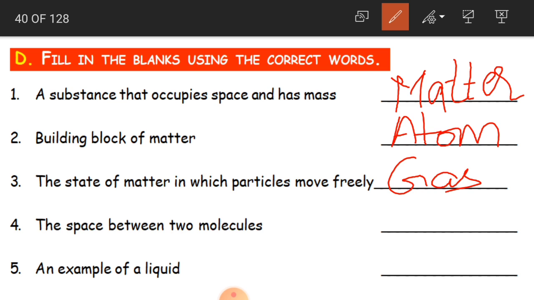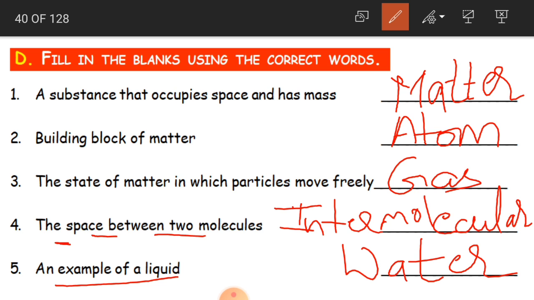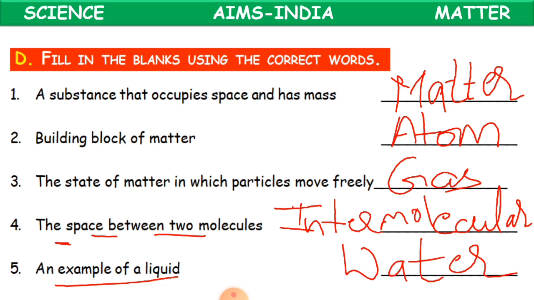The states of matter are of three types, children: solid, liquid and gas. This you have to remember. Now the fourth one, the space between two molecules is called intermolecular space. Now, an example of a liquid. The best example is water. Clear, children? You can also take milk, anything, but here water.